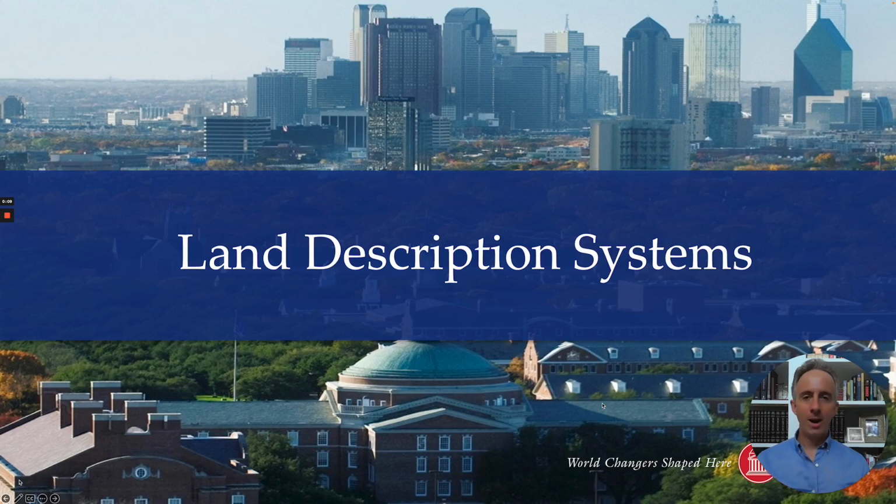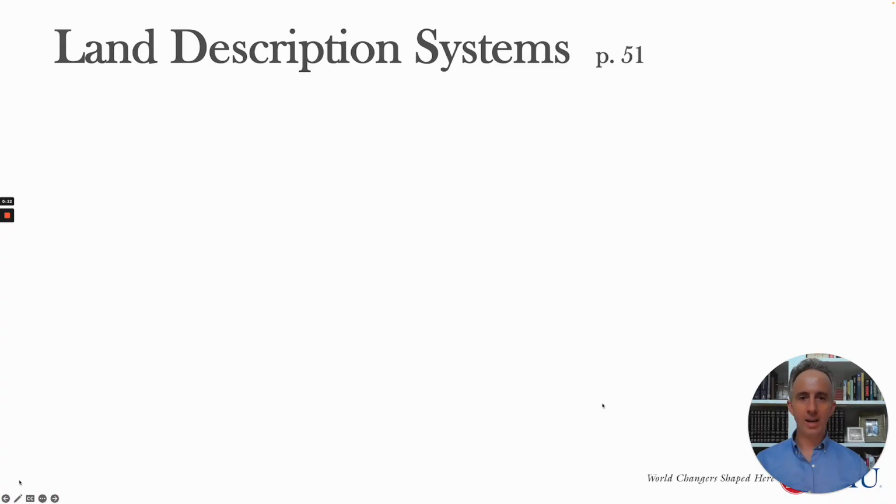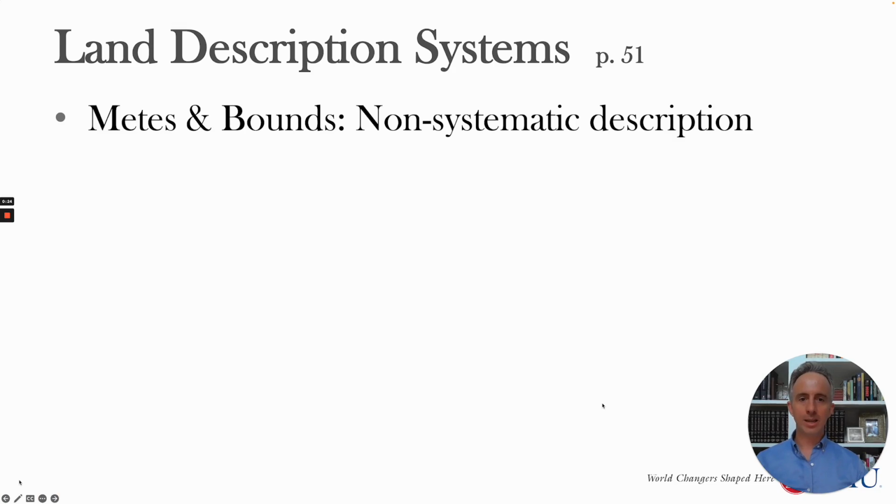So let's talk about how you describe a piece of property in the United States, which is crucially important to oil and gas because in the United States you own the oil and gas under that land. So there are several land description systems that are used in the U.S. The one that's used in Texas, as well as some of the original 13 colonies, etc., is called metes and bounds. And really, that's just the term for any kind of non-systematic description.